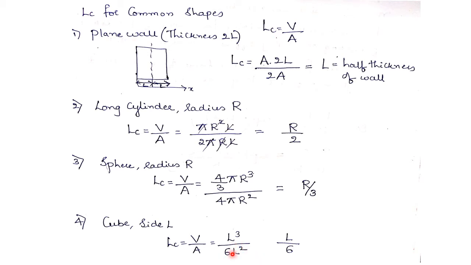Each side of the slab will have L square as its area. So total 6 sides for a cube, this will be 6 into L square. So L square cancels, and the characteristic length LC will be equal to L divided by 6. All these formulas are also available in your data handbook, so there is no necessity of remembering these formulas.